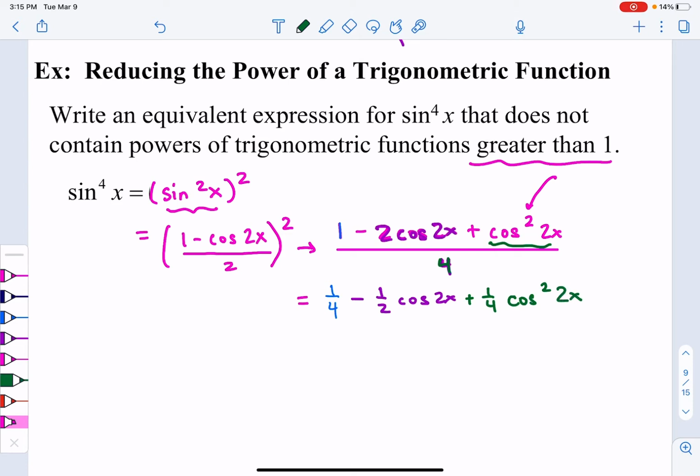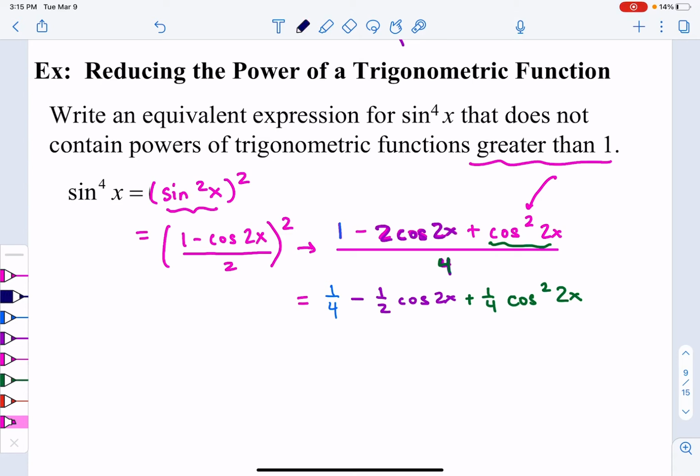So all I did is I went ahead and broke those into pieces. My 1/4 is going to stay as it is. There's no power greater than 1. That 1/2 cosine of 2x is done for right now. We have a plus the 1/4 times that cosine squared of 2x. So that's going to be the next piece we break down.